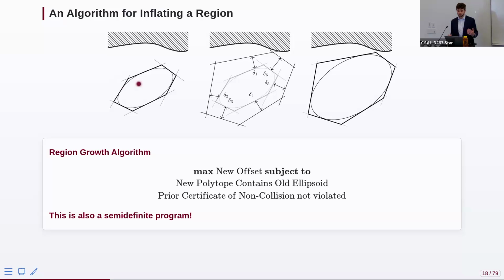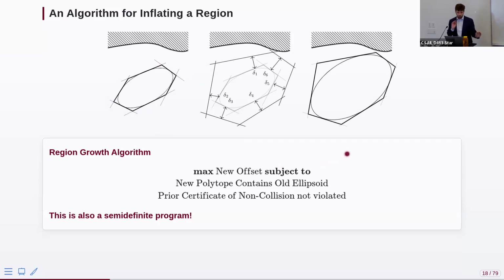And to grow the region, what I'm going to think about doing is I'm going to try to push the faces of the hyperplane away from this ellipse as much as I possibly can. So my objective is maximize the new offset, subject to this new polytope needs to continue to contain the old ellipsoid. That's something I can write down in a convex way.